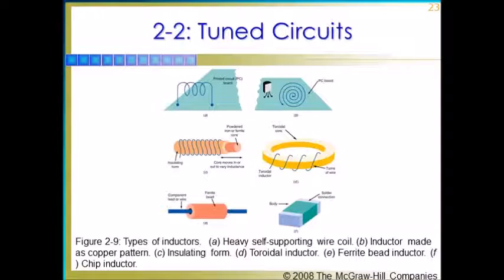From the figure, these are the types of inductors. First is the heavy supporting wire coil. Next is the inductor made as copper pattern. Third, or letter C, is the insulating form. D is the toroidal inductor, which is a ring-shaped magnetic core of high magnetic permeability. Next is the ferrite bead inductor. Ferrite is a very effective filter for applications such as reducing electromagnetic interference or EM interference. And last is the chip inductor, which is found in common circuits.